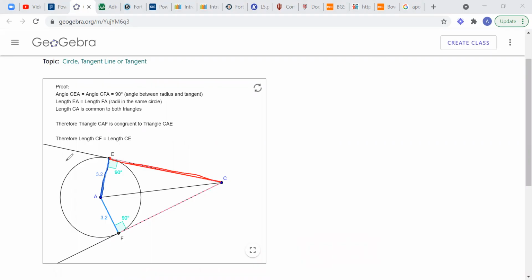Once you have a tangent line and the point of tangency, if you draw a radius that passes through the point of tangency, the angle formed between them is definitely 90 degrees. The other side too, this is another tangent line because this line touches the circle at exactly one point F. If you trace a line segment from that point of tangency to the center of the circle, which is the radius, the angle formed would definitely be 90 degrees as well. And as you can see, AE and AF are 3.2 each because they are both radii.